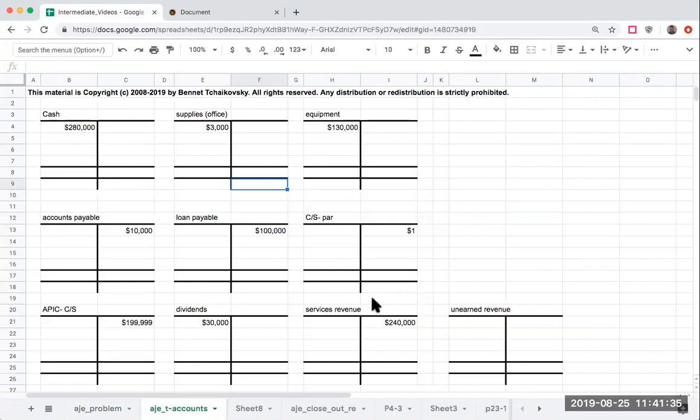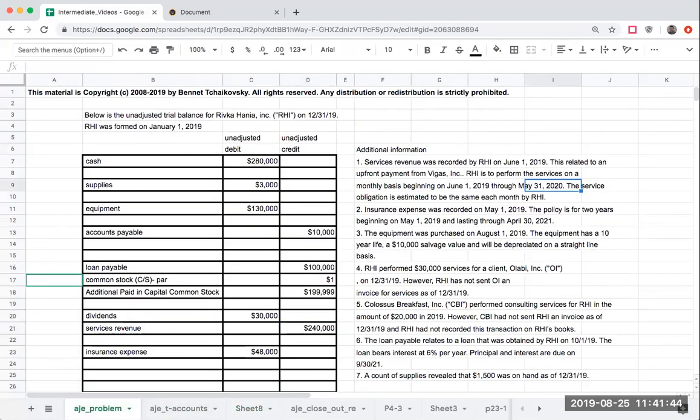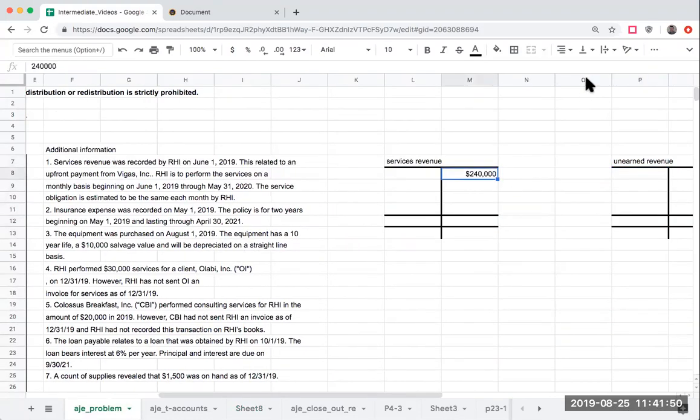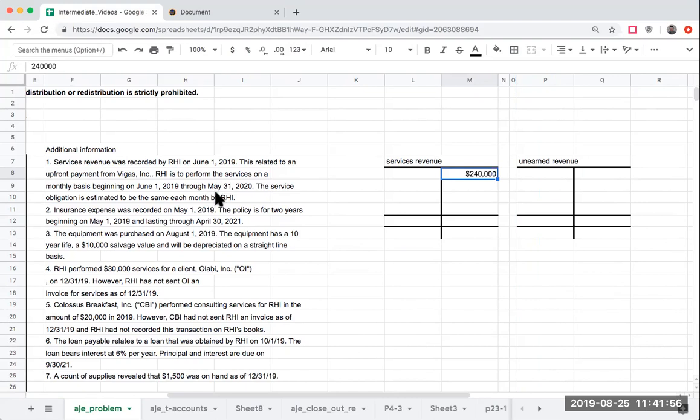So what I'm going to do is bring these T accounts over here to our main page so we can work through this. Okay. So we have services revenue recorded of $240,000. The question we want to ask ourselves is, is this the correct amount of revenue we should be recognizing for the year ended December 31st, 2019? As it says, related to an upfront payment, we're to perform the services on a monthly basis beginning on June 1st, 2019 through May 31st, 2020.